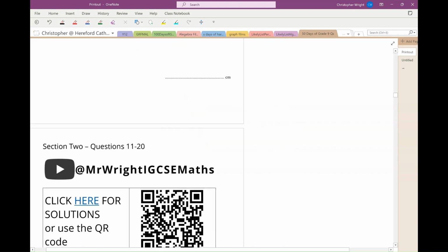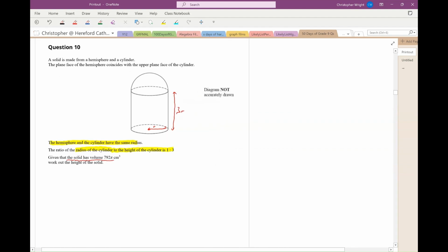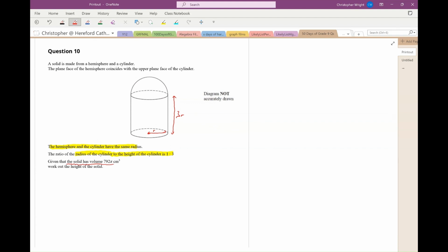the solid, shall we? The volume of the solid will have the volume of the cylinder, which is pi r squared h, plus the volume of the hemisphere. The volume of a whole sphere is 4/3 pi r cubed. We've only got half of it here, so I'll multiply that by half. So there's an expression for the volume of the whole solid, and I know that equals 792 pi.